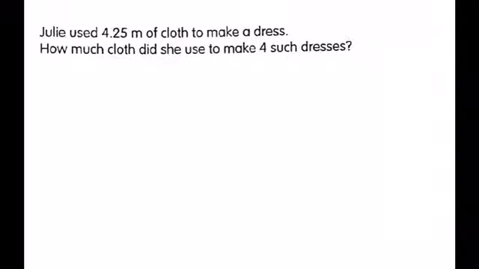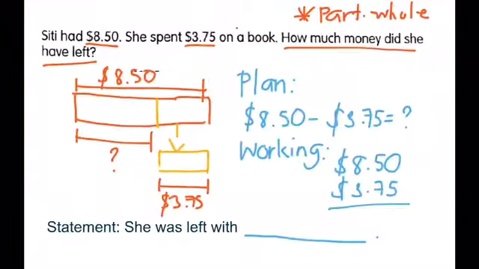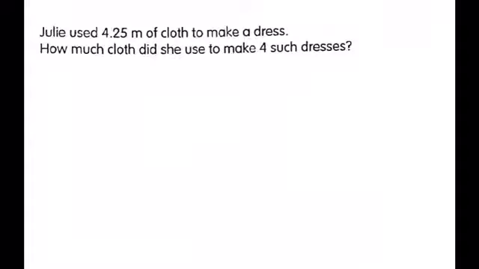We're already done looking into two kinds of word problem. First is the comparison model, and second is the part whole word problem. Now let's look into this next problem. Julie used 4.25 meters of cloth to make a dress. How much cloth did she use to make 4 such dresses?